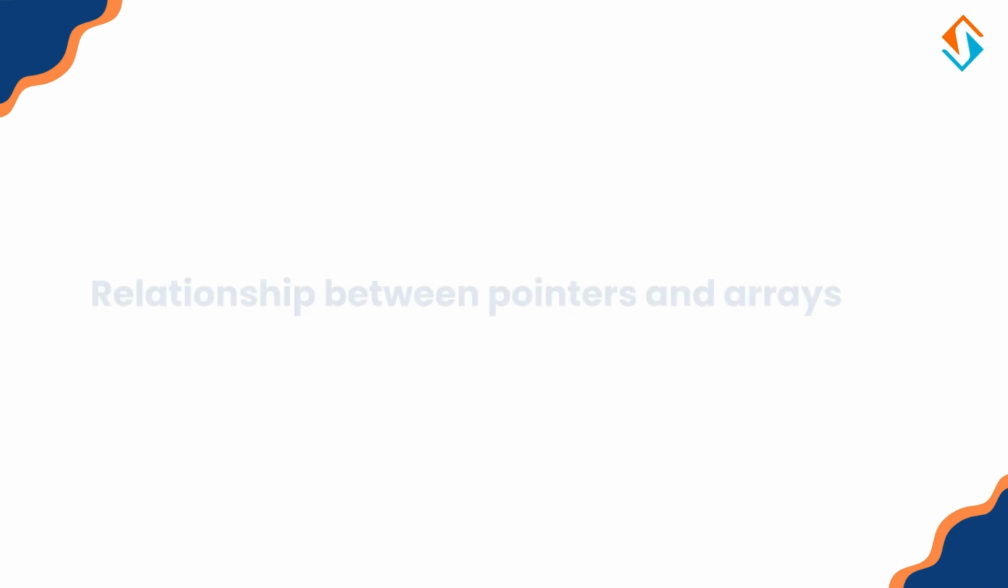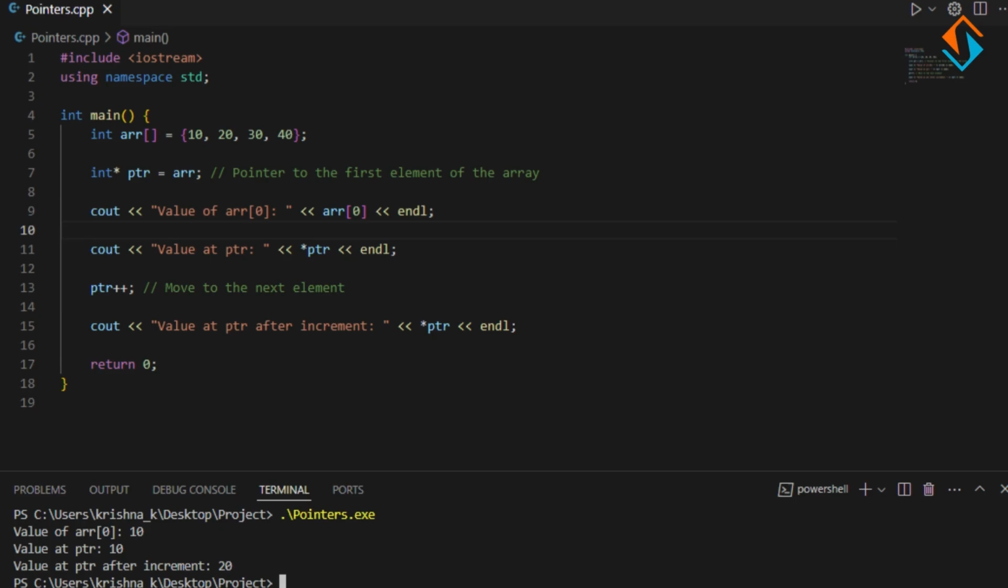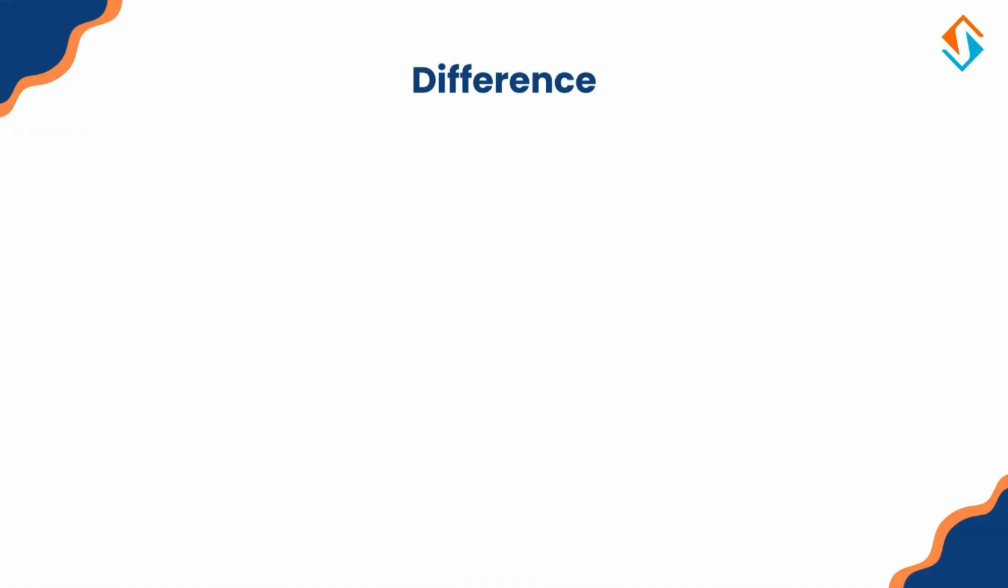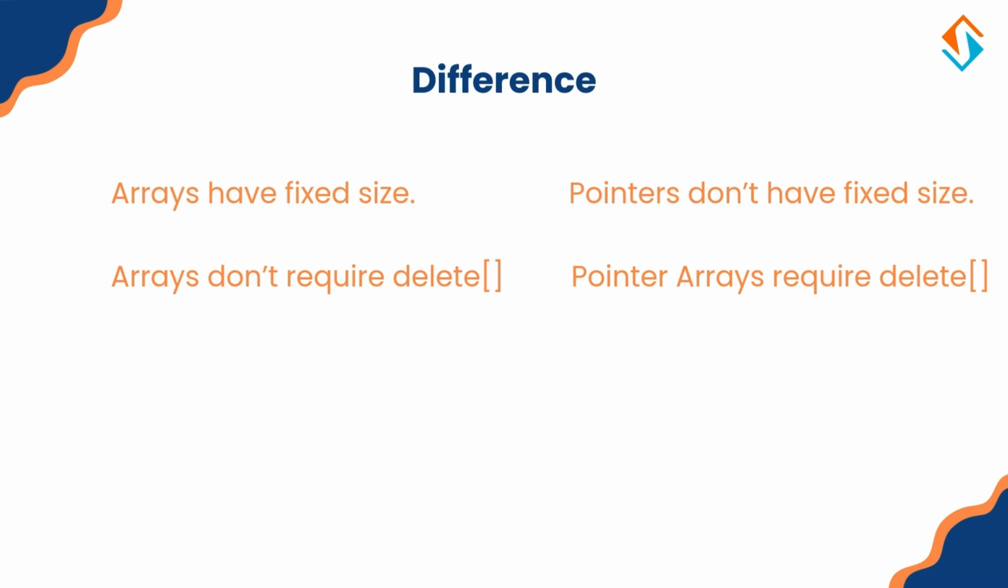Alright, now let's talk about the relationship between pointers and arrays. An array name is actually a pointer to its first element. First, arrays have a fixed size, while pointers can be reassigned to point to different memory locations. Second, arrays don't require delete[], but dynamically allocated arrays do.